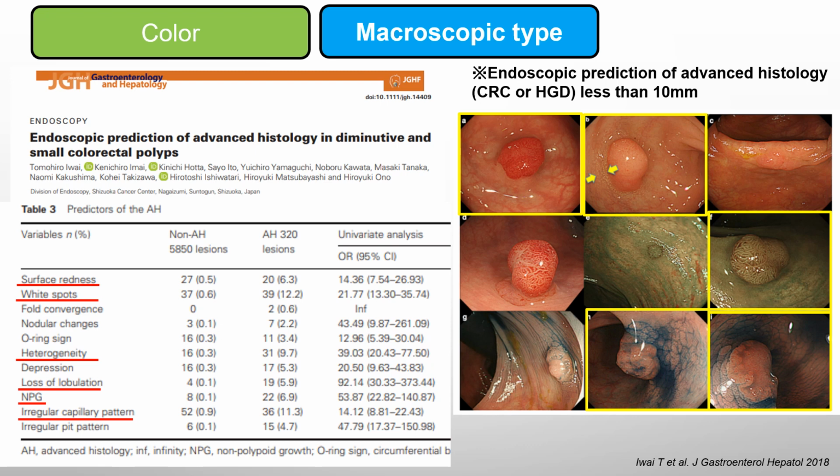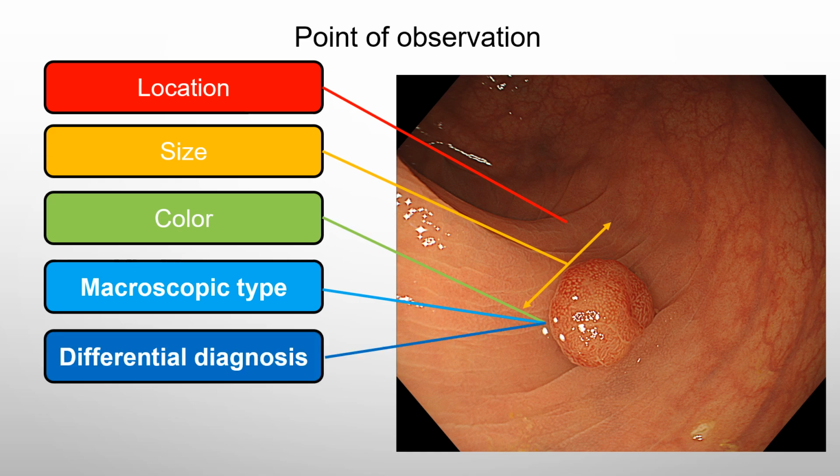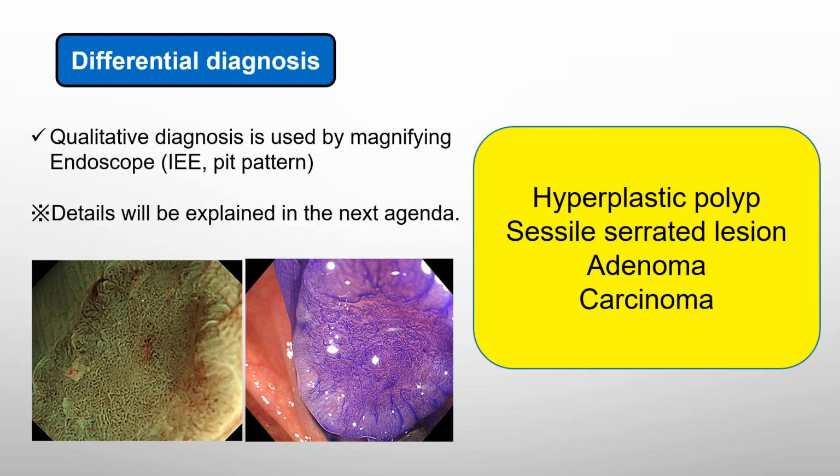Advanced histology was significantly associated with loss of lobulation, heterogeneity in mucosal pattern, non-polypoid growth, white spot, surface redness, and irregular capillary pattern. Differential diagnosis. Qualitative diagnosis is used by magnifying endoscope, and so detail will be explained in the next agenda.